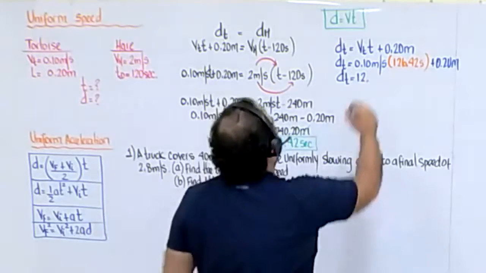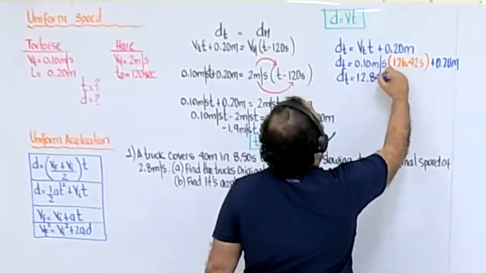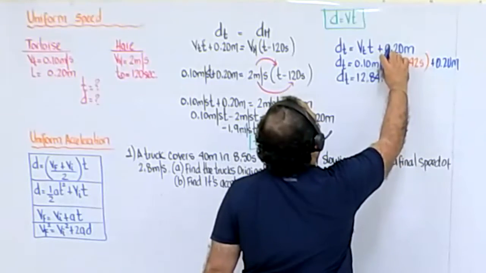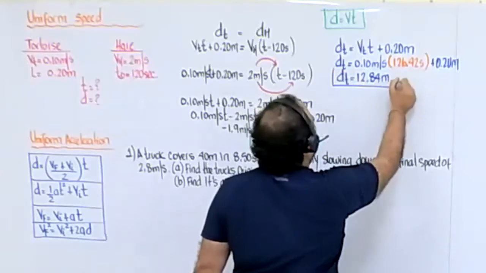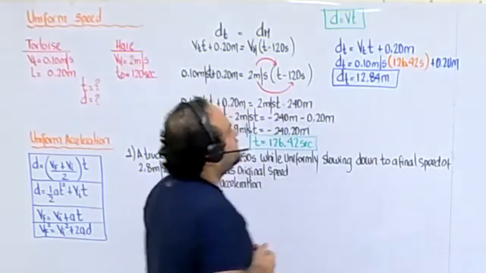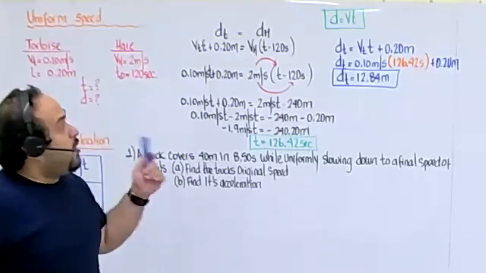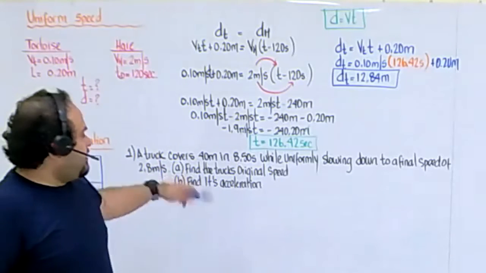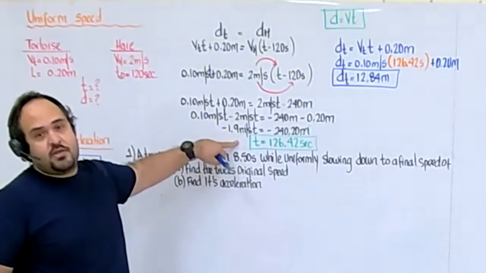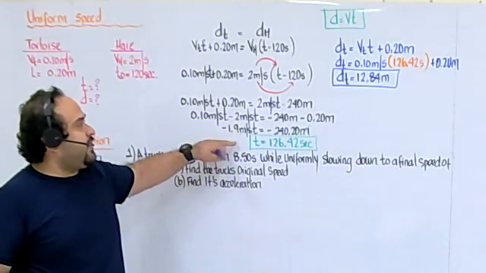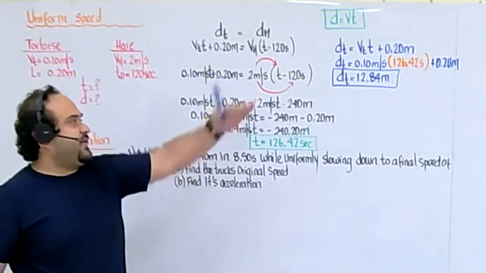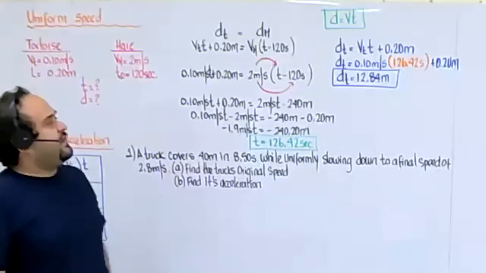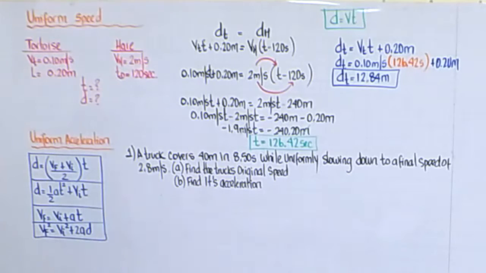12.84 minutes. Mister, I have a question. How did you get the 126.42? The answer for this equation, the green one, is the green one. The only thing that I have to do is replace, and we have the solution of the problem.